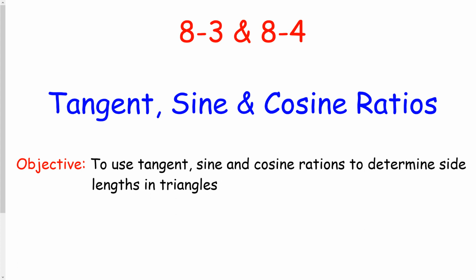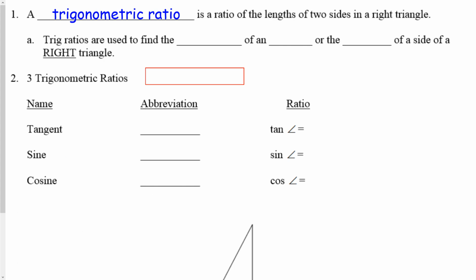8.3 and 8.4, tangent, sine, and cosine ratios. Tangent, sine, and cosine are what we call trigonometric ratios, and these are ratios of lengths of two sides in a right triangle. What we use these for are to find measures of angles or to find lengths of sides within a right triangle. The way we will use them at this point, we have to be working with a right triangle.